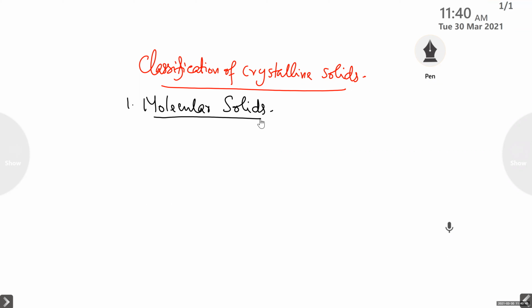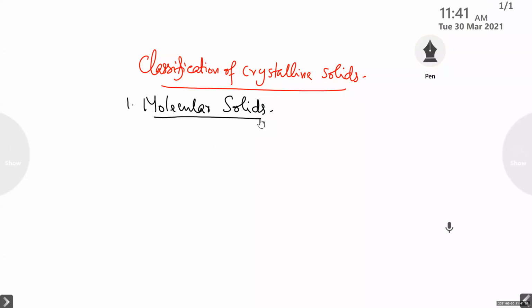Molecular solids. The constituent particles will be molecules. So they are composed of molecules.